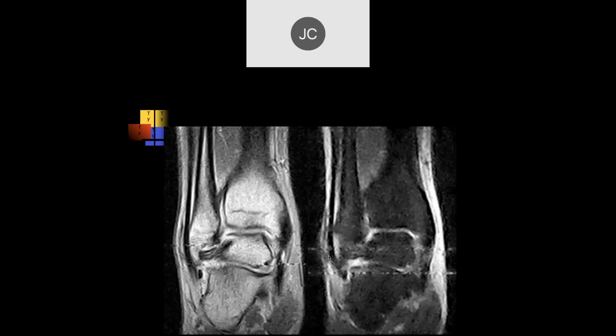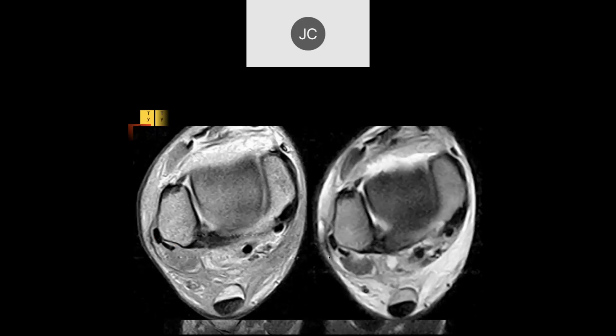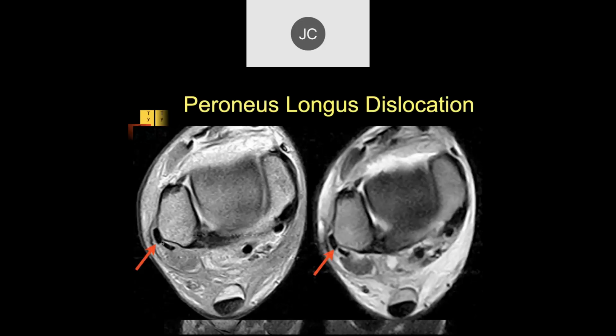Okay, so here on coronal views, we have dislocation of the peroneal tendon. Yeah. And then here are the axial images. And again, we have this convex posteriorly shaped distal fibula, and the lateral displacement or subluxation of the tendons. In this case, this was the longus and this was the brevis, but both of them are a little bit laterally displaced.